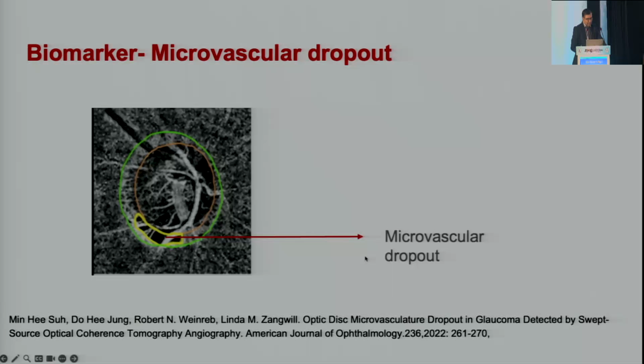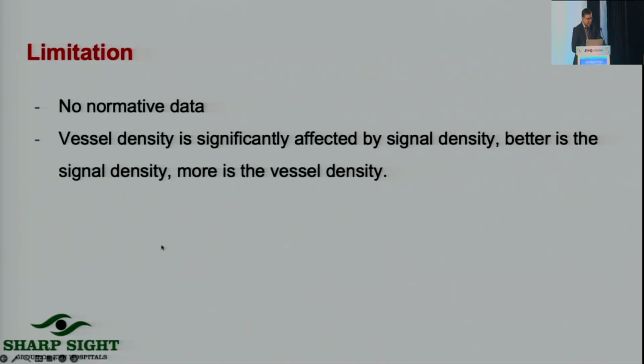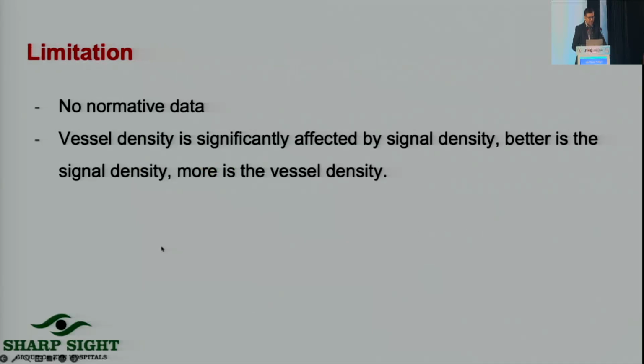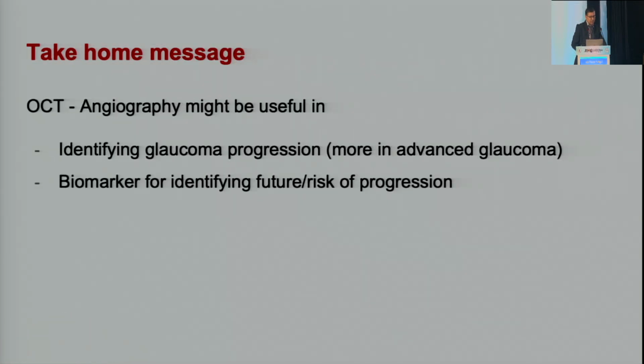OCT scans. Before I end my presentation, we have identified a biomarker also, where in the beta peripapillary zone there is a total absence of any vessels, and we can say that it can be a biomarker for the future progression of glaucoma. Here also the limitation is that there is no normative data, and vessel density is significantly affected by the signal density. So the better the signal density, the better the vessel density. The take-home message is that OCT angiography might be useful in identifying glaucoma progression, and can be used as a biomarker for identifying future risk of progression.